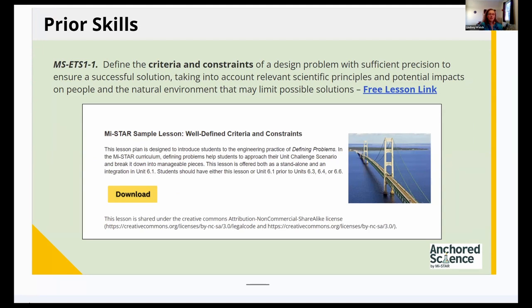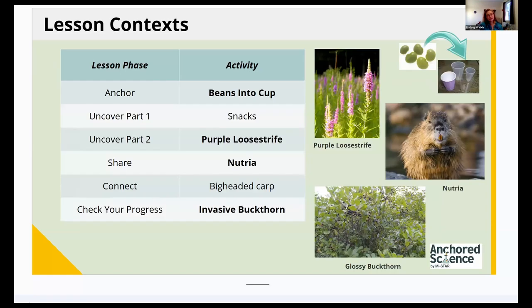And so the decision matrix lesson has two uncover shares, but we do want to give those multiple contexts for students. We do start off with a less threatening context to introduce this idea of a decision matrix without overwhelming their brains with layering the science on top of it. And so beans into a cup is the start of the anchor, and then they go into this snacks context, which we think is not very threatening and hopefully is kind of engaging. They can get into a discussion, right?